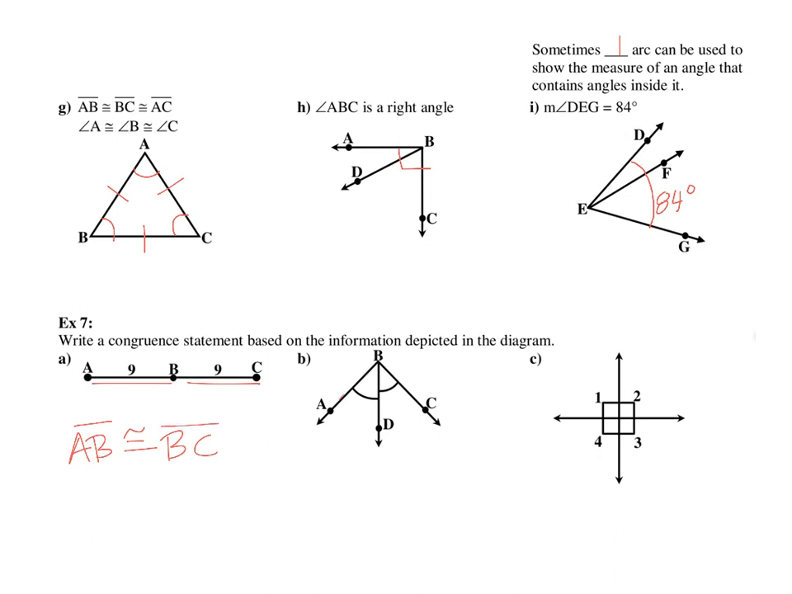For part B, these angles here are congruent since they both have one arc each. So angle ABD is congruent to angle CBD. And for part C, I have all of these angles here are right angles. They're all equal to each other. So angle 1 is congruent to angle 2, which is also congruent to angle 3, which is also congruent to angle 4.